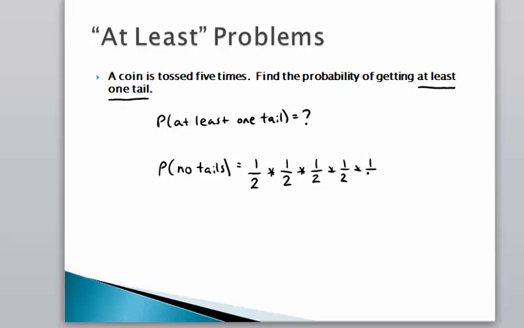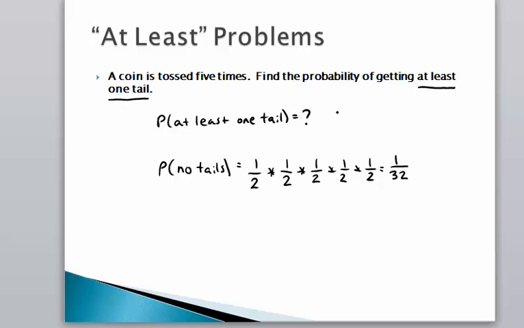When we multiply this together, we're going to have a 1 on the top, and 2 times 2 times 2 times 2 times 2 is going to be 32. So we now know that the option that we don't want, the one that doesn't answer the question, is 1 out of 32. So what is the answer to the part that we do want?